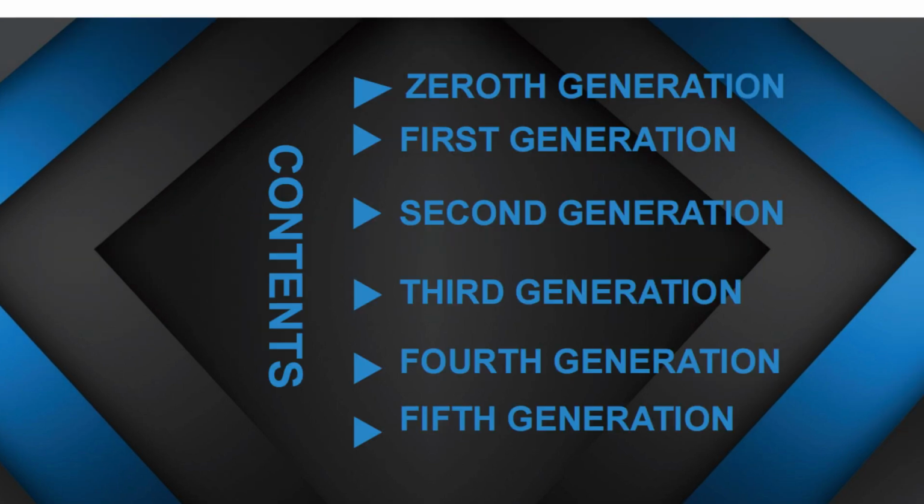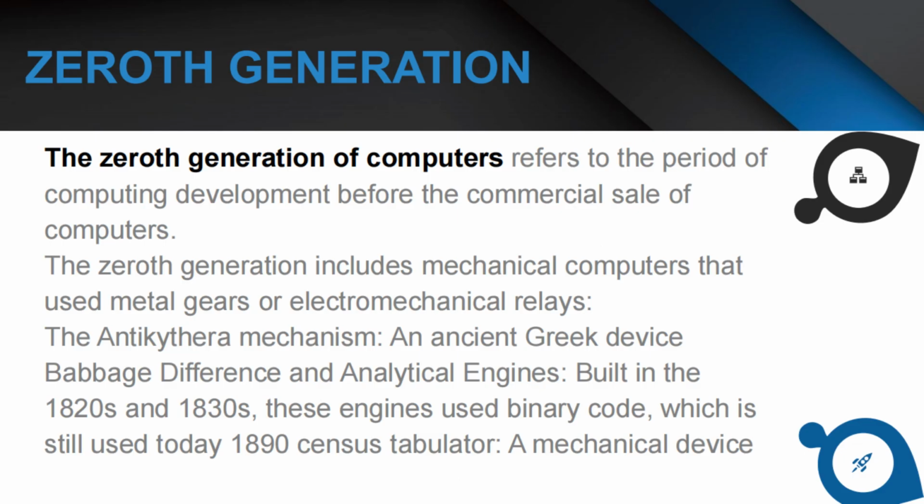Computer architecture: zeroth generation, first generation, second generation, third generation, fourth generation, and fifth generation. The zeroth generation of computers refers to the period of computing development before the commercial sale of computers.